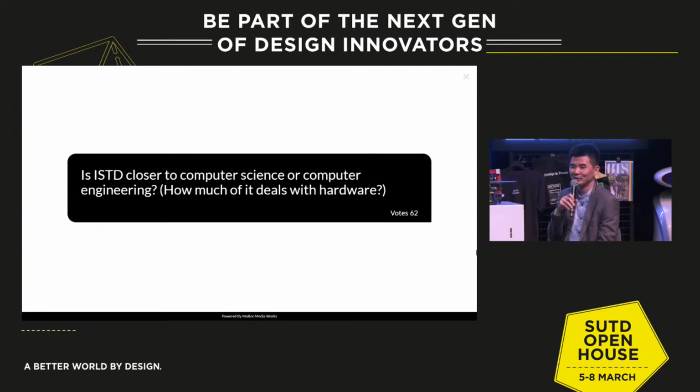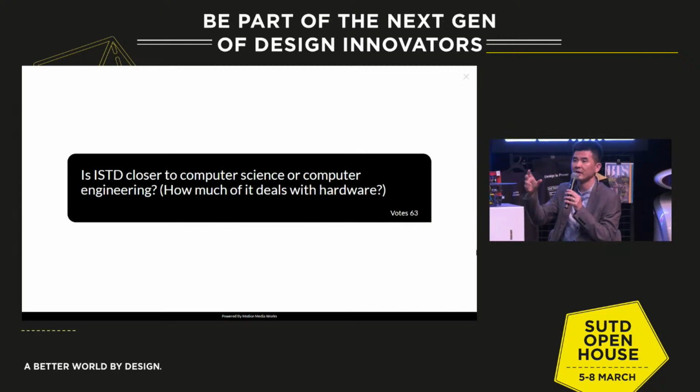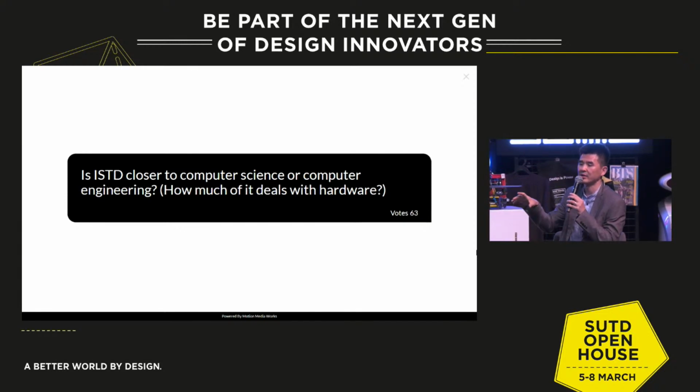Is ISTD closer to computer science or computer engineering? As I mentioned in the beginning, it's computer science and design, right? So why do we have this design? Because if you look at conventional computer science, it's all about the computing itself. Once we have this design, it becomes our general theme that can connect with, for example, other engineering applications, other engineering pillars, and the humanities aspect. So I would say ISTD is actually closer to computer science.